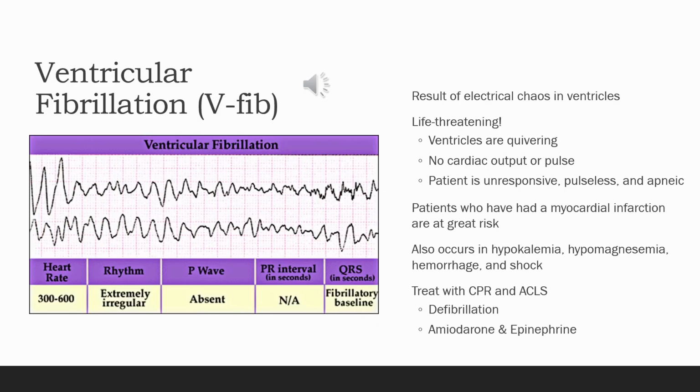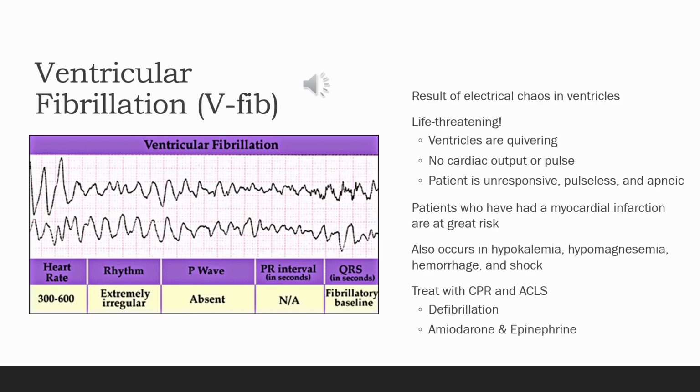All right, so now let's talk about ventricular fibrillation, or VFib. This is a life-threatening cardiac rhythm, and it's considered a medical emergency. So what's happening in VFib? Ventricular fibrillation is the result of total electric chaos in the ventricles. Instead of that coordinated contraction, we have multiple ectopic foci that are firing off in a completely disorganized manner.